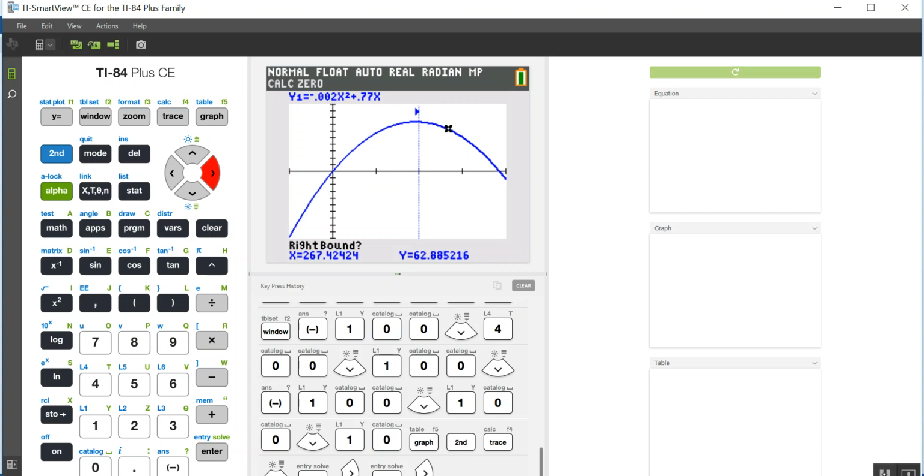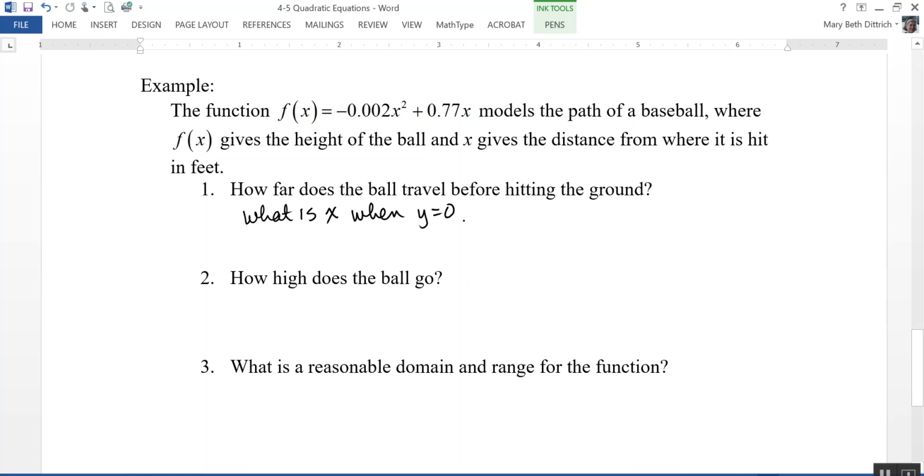I'm going to pause here. Okay, so I've moved my cursor so that it is on the other side, to the right of where my 0 is. So I'll hit enter to enter that as my right bound, and then I will hit enter again, and it should tell me that this point right here is the point 385, 0. So the ball has traveled 385 feet when it hits the ground. So when y is 0, x is equal to 385 feet.